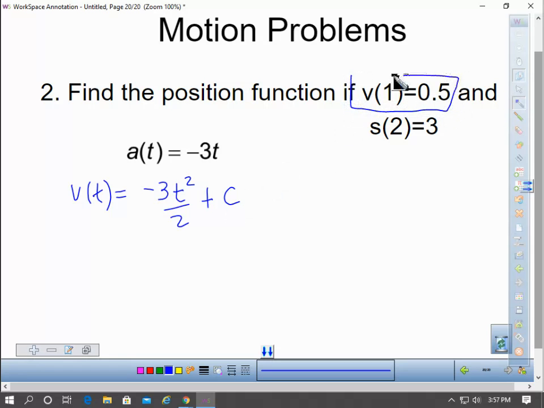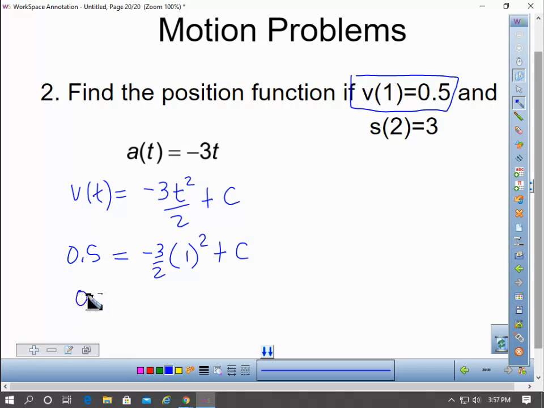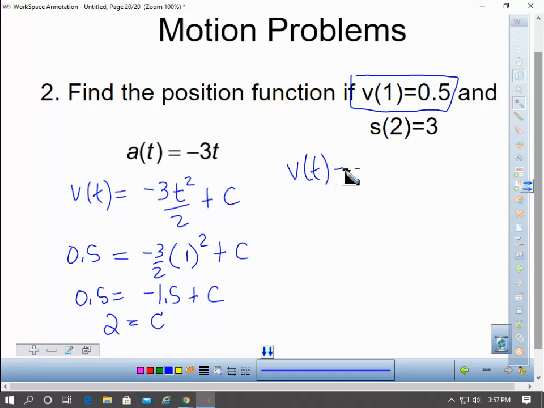So right here I know that v of 1 equals 0.5. So that tells me when I put a 1 in here, 1 squared plus c, I'm going to get the answer 0.5. So 0.5 equals negative 1.5 plus c. So then I add 1.5 over here, and c is 2. All right, so that tells me my velocity function is going to be negative 3/2 t squared plus 2. So that's my velocity function.